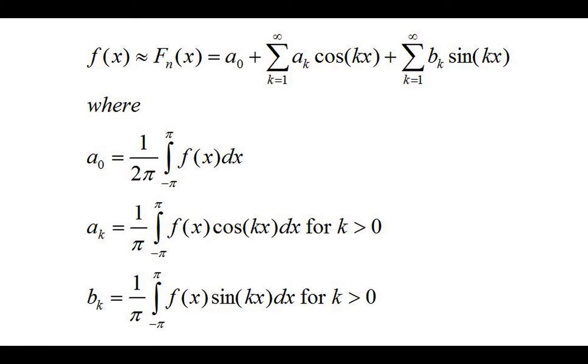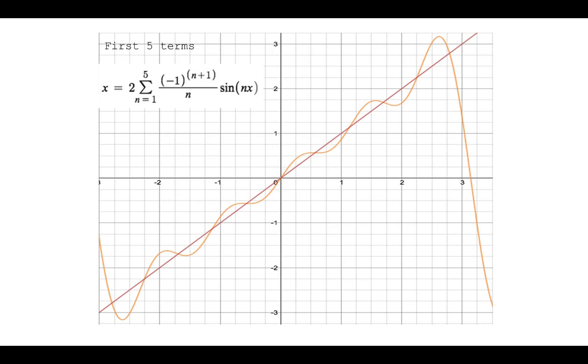Simply talking about it is pretty cool, but a little hard to believe that all of this is possible with sines and cosines. So we need some graphs to get a better picture. Here we have the function, the equation, f of x equals x, and its corresponding Fourier series. We can see the period is 2 pi here, from negative pi to pi. And here we are only using the first 5 terms, and it's already pretty accurate. And the Fourier series is given by this series.